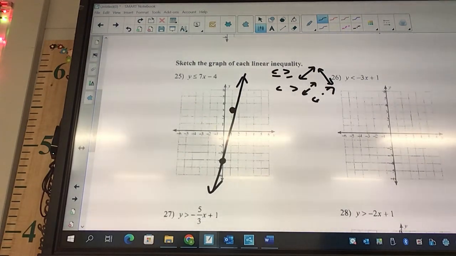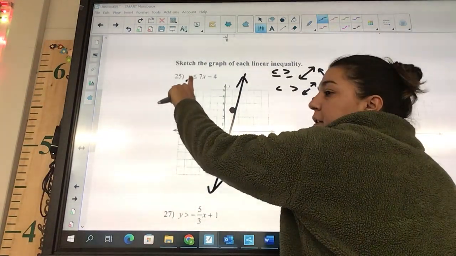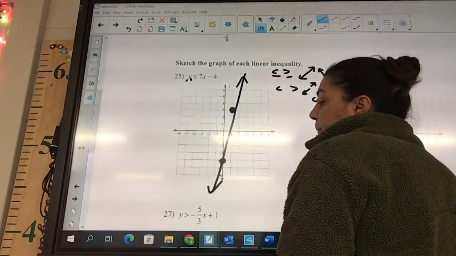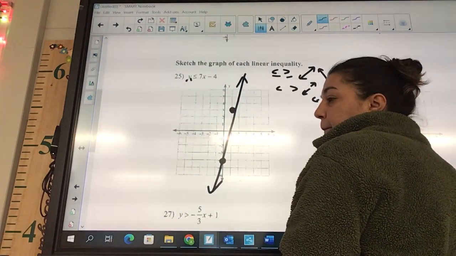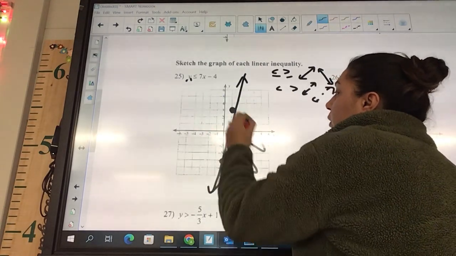Are we going to shade above or below? Okay, what does this say? Are we touching the smaller part of the mouth or the bigger part? Smaller. So y is less than, so you're going to shade everything below the line.